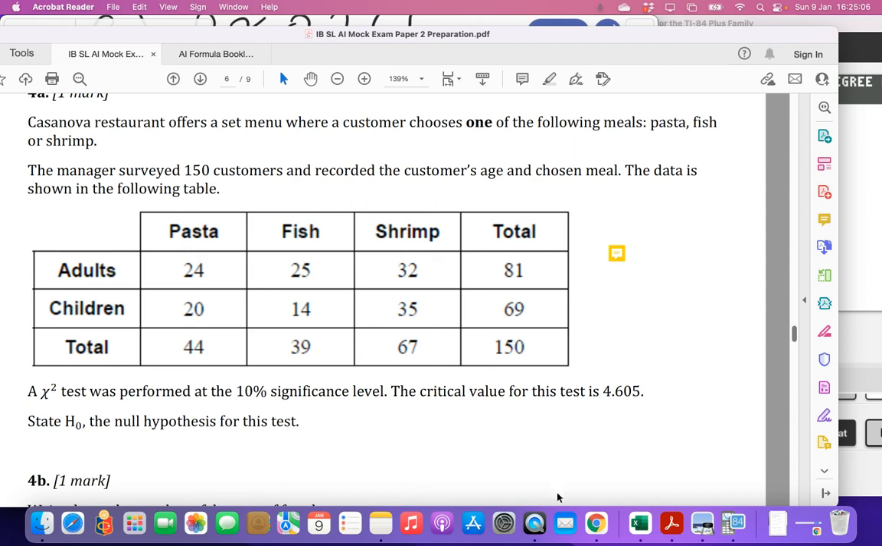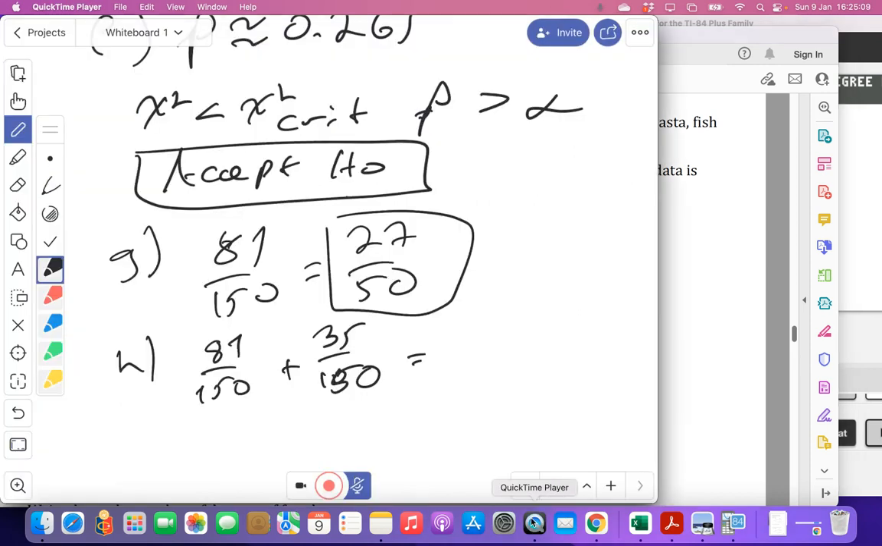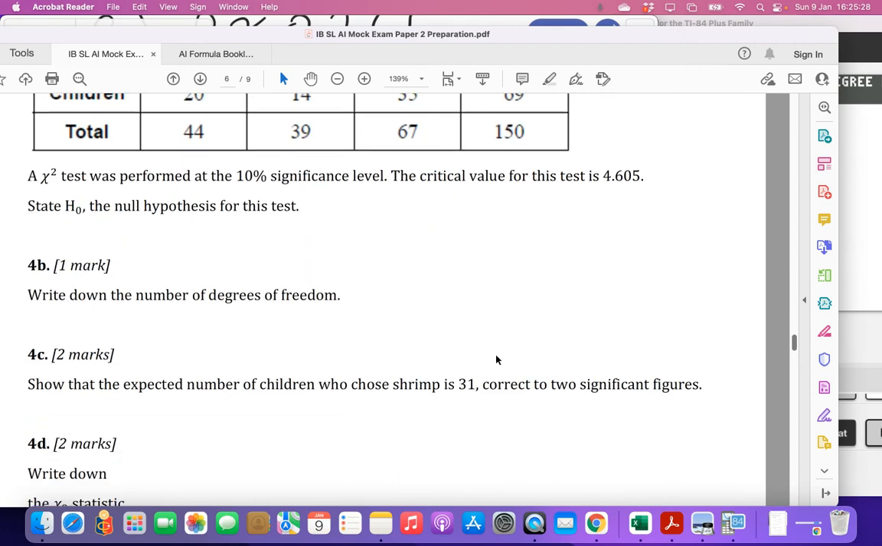So 81 plus 35, 116 divided by 150. I mean, you can divide it by 2. It doesn't really matter. Equivalent answers are acceptable. You could give it as a percentage or a decimal. Is there a question?